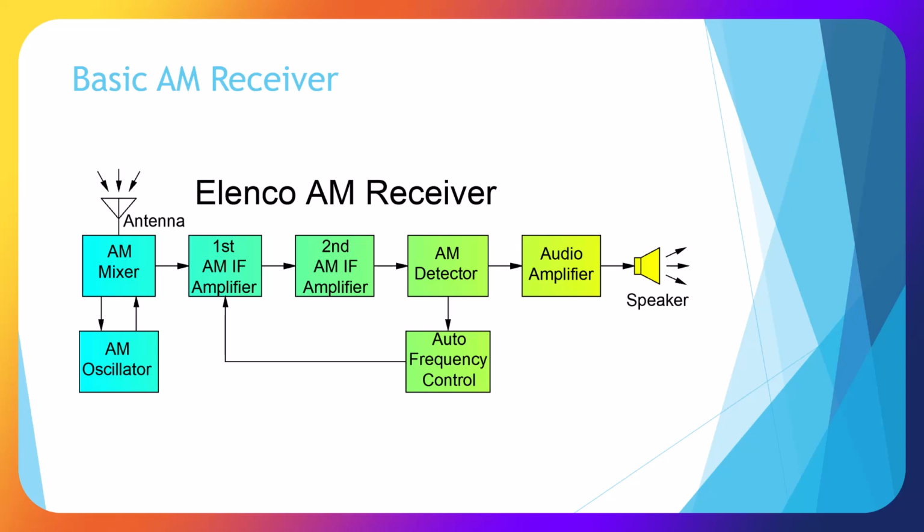Here is a block diagram of a basic AM receiver made by Elenco. It is a kit that you could buy and build, an AM/FM receiver. It has an AM mixer, an oscillator, first IF, AM IF amplifier, second IF amplifier, AM detector, audio frequency control, and an audio amplifier.